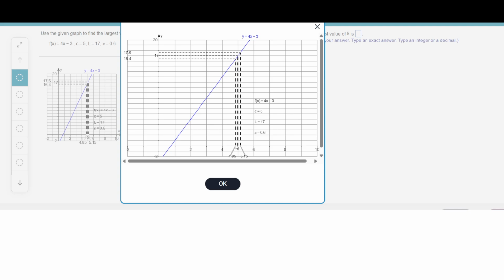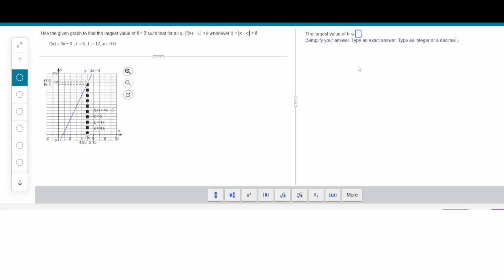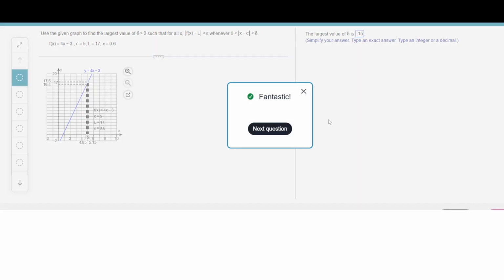So both of them have the same distance from the center. If they had different distances, you would always choose the minimum one. So the value of delta would be 0.15. Either you go to the left 0.15 from 5 or to the right 0.15 from 5, and the image of your input by this function always stays inside this interval on the y-axis. So the largest value of delta is 0.15.